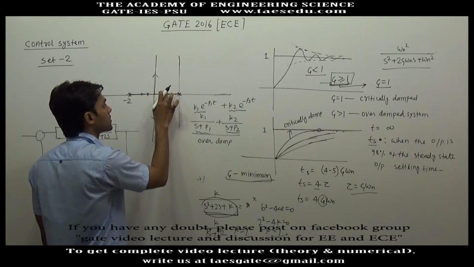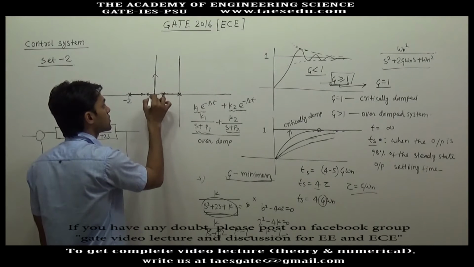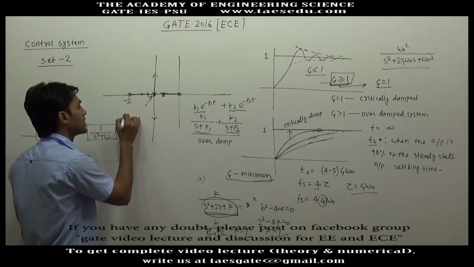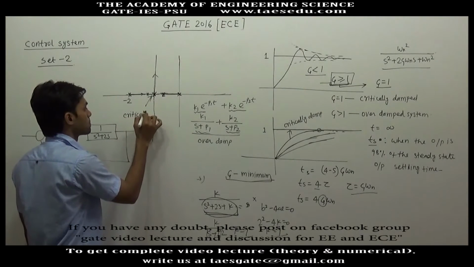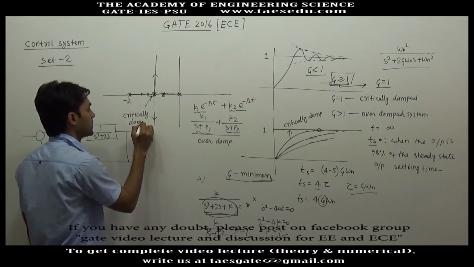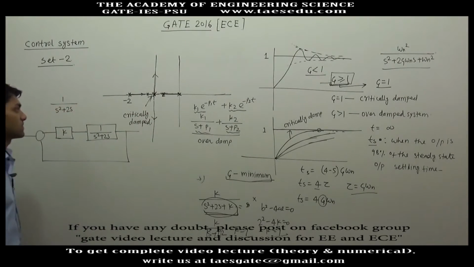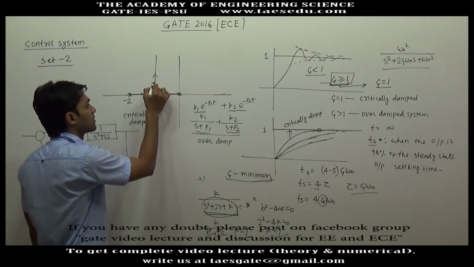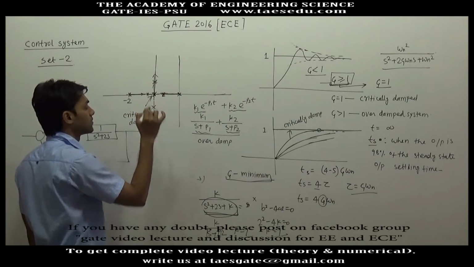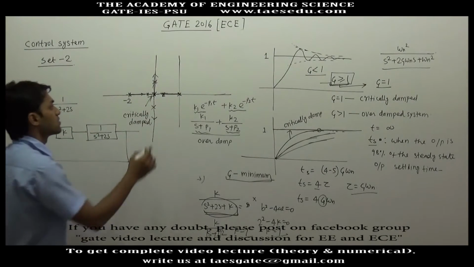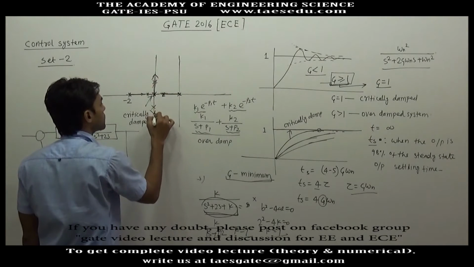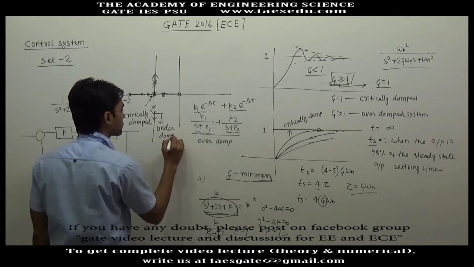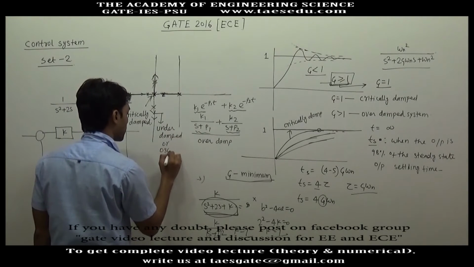So to make the system fastest, what we need to do is make the two poles equal, and when the two poles are equal, the system will be critically damped. This is the case of critically damped. And after this point, the breakaway will occur and the roots are complex conjugates of each other. So in this region, the system will be underdamped or oscillatory.